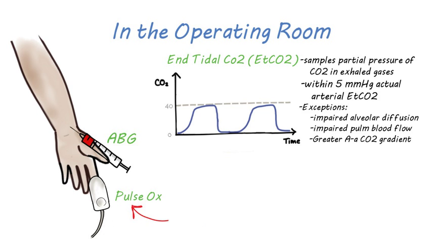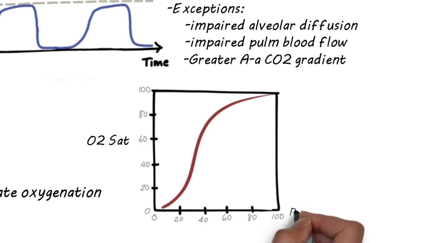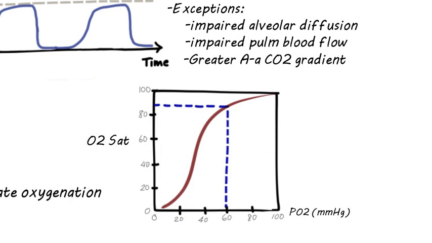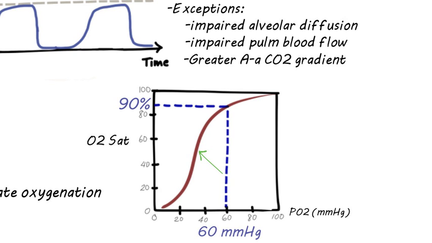Pulse oximetry is used to evaluate the patient's oxygenation. Here is the hemoglobin dissociation curve. Keep in mind that an oxygen saturation of 90% correlates with a PaO2 of 60 millimeters of mercury. Below this, there is a sharp decline in PaO2.